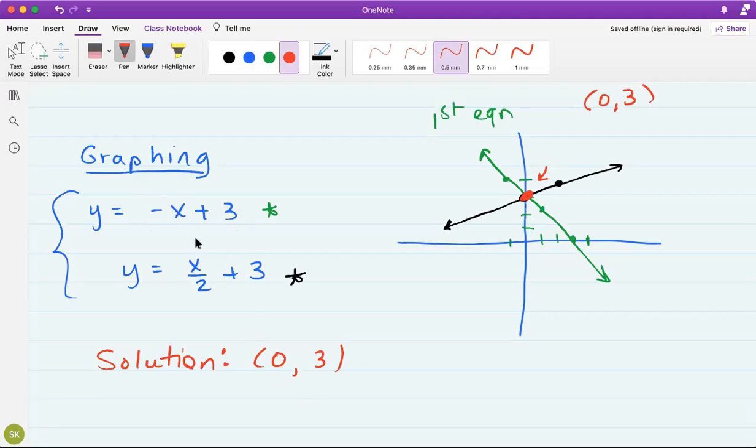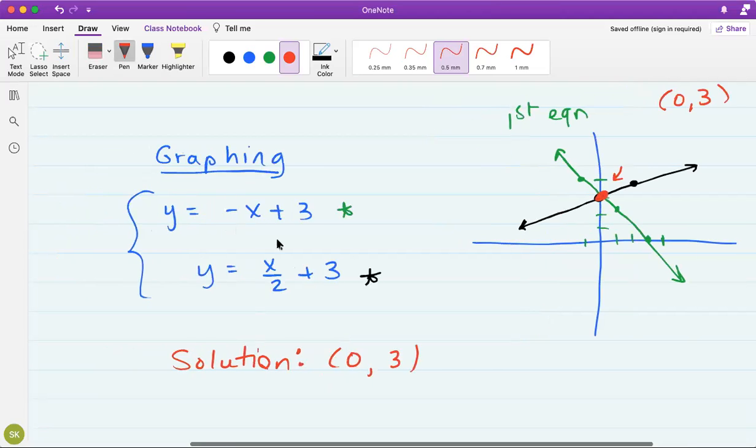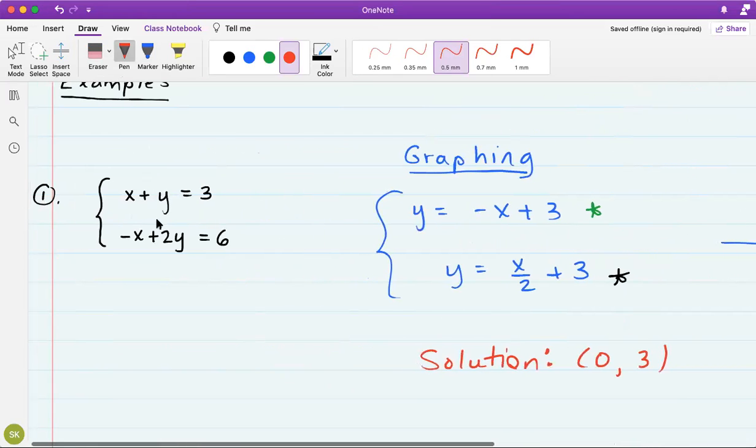If you plug that in, you can see that you get a true statement here. If you plug in 0 plus 3, you get 3. You could also plug it on this side. 0 plus 3 is equal to 3. And if you plug in 0, 2 times 3 is 6. So you get a true statement.